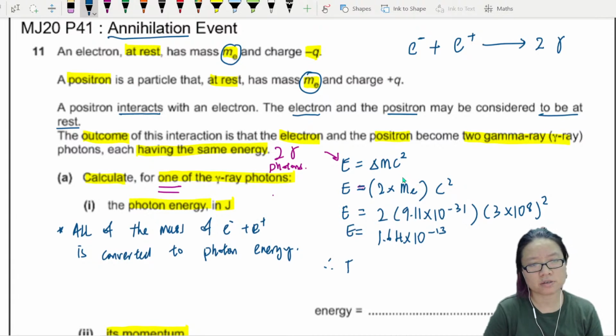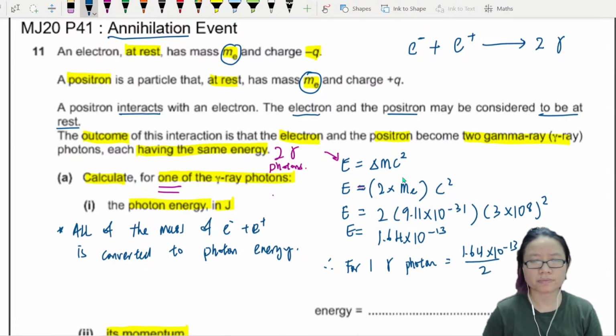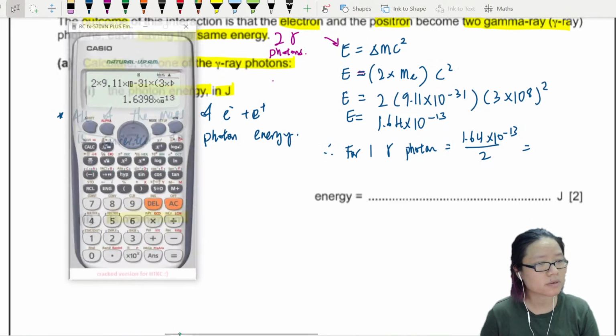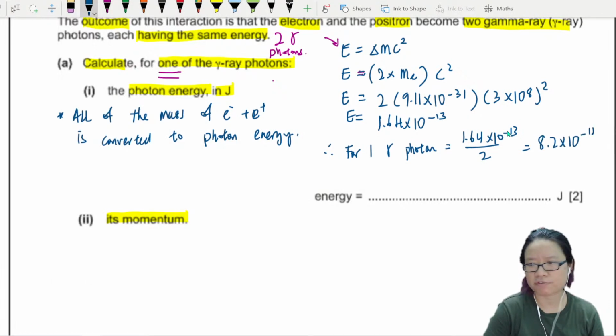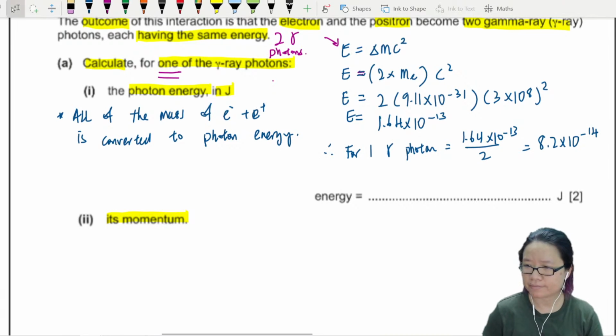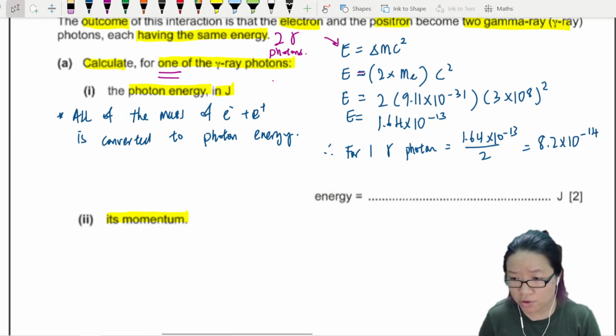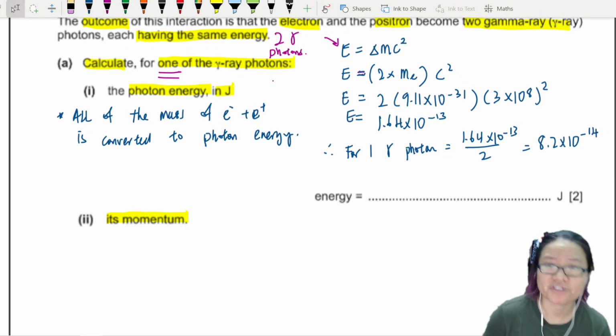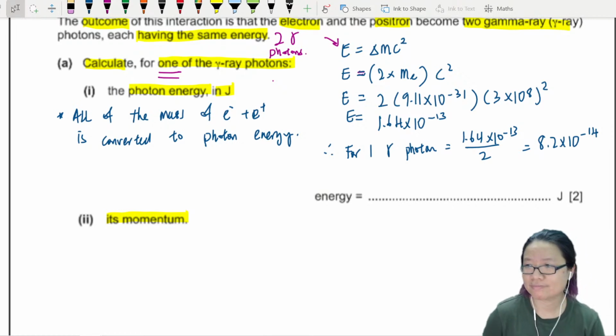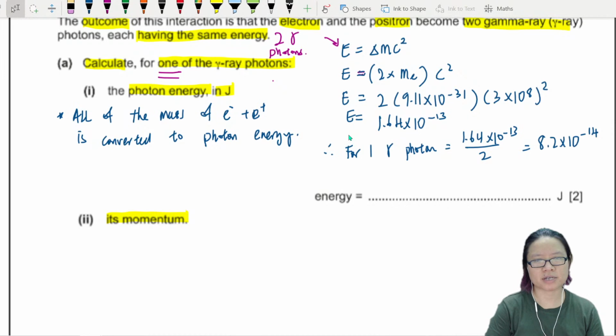So hence, for 1 gamma photon, we'll take this number and divide by 2. That would give us 8.2 times 10 to the power of negative 14, or 8.19. Thank you, Kasim. Sometimes they're a bit sneaky that way. They will ask for 1 photon, sometimes they'll ask for 2. So don't be fooled by them. Always check and try to figure out which version they want. So you can write 8.19 or 8.2 times 10 to the power of negative 14 joule.